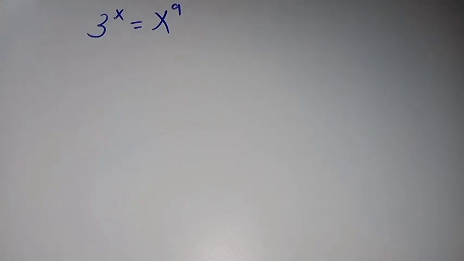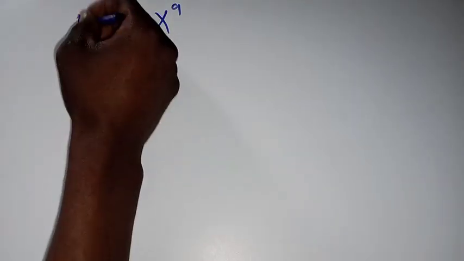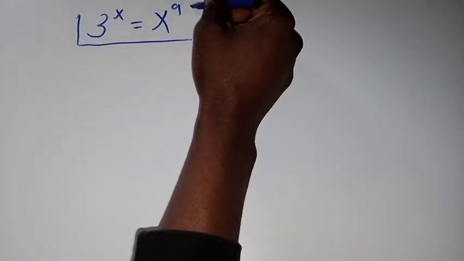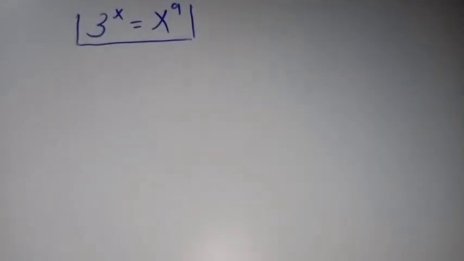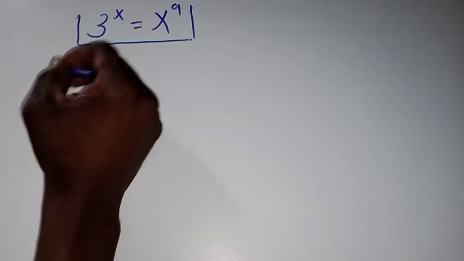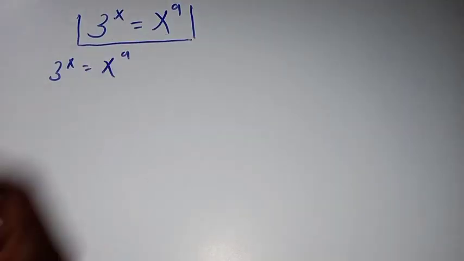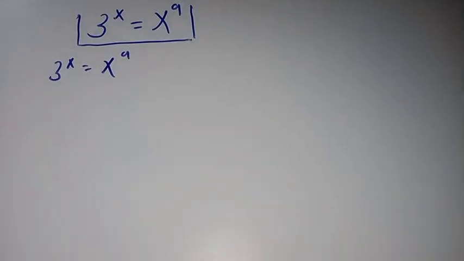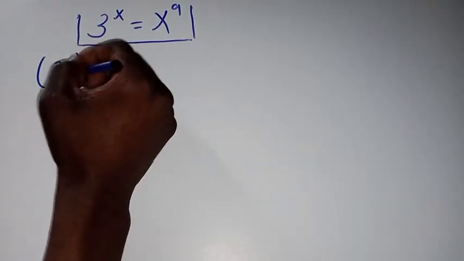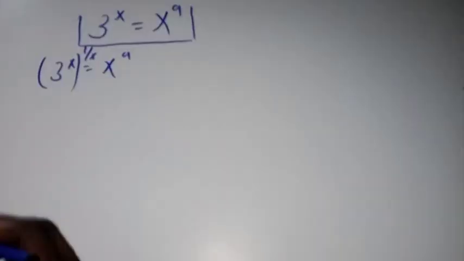In this video we're going to solve this math Olympiad question: 3 to power x equals x to power 9. What we're going to do from here is to multiply both sides by 1 over x.